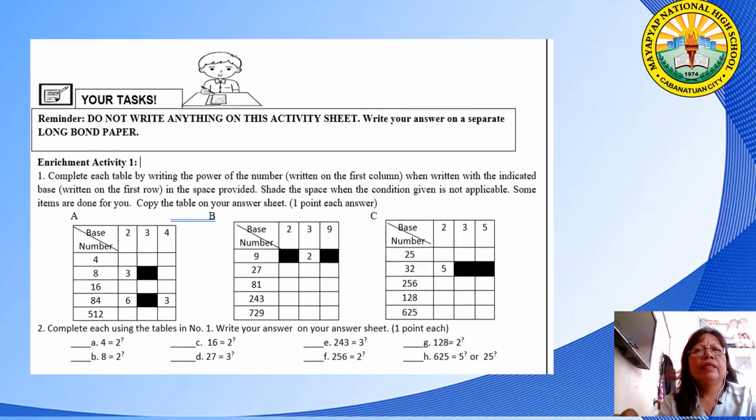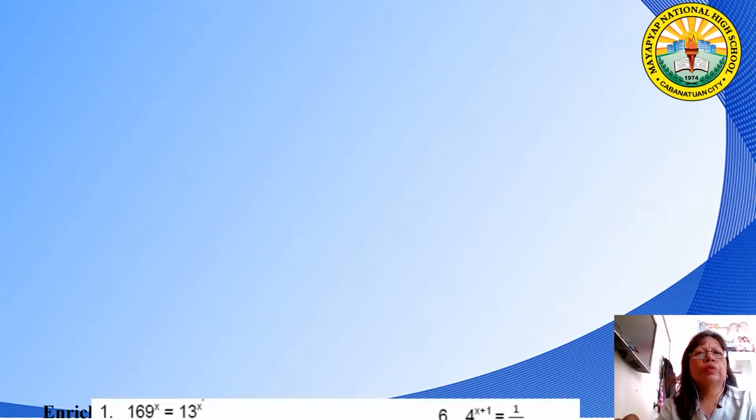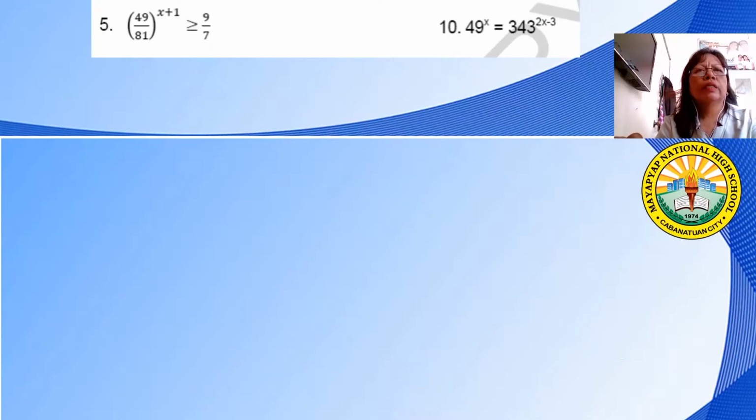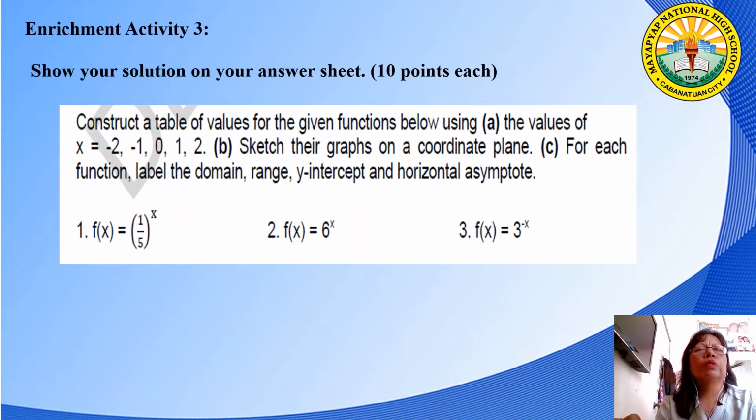And then enrichment activity 2, you solve for x. You are required to show the solution on your answer sheet. Each item is 5 points. For enrichment activity 3, you show your solution on your answer sheet, 10 points each.